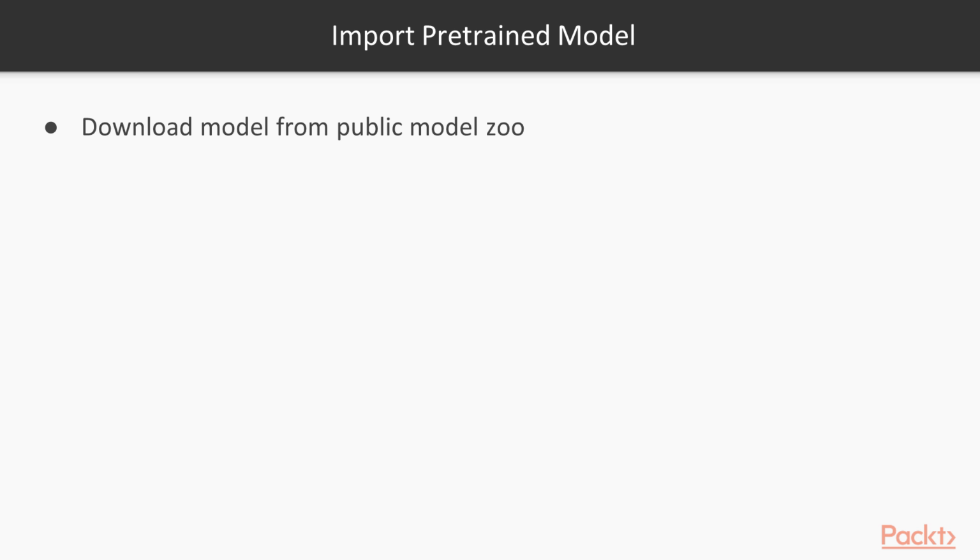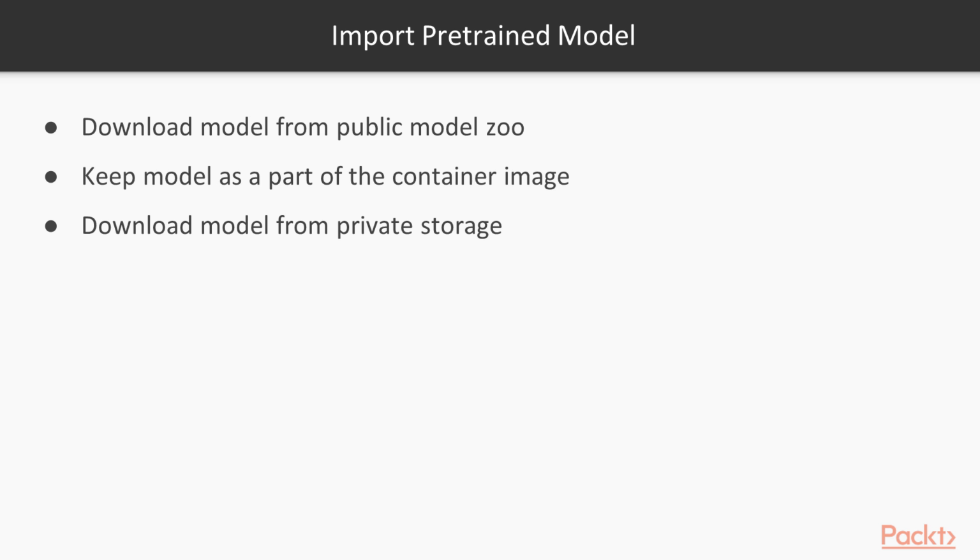Once data is prepared, we usually need to download a pre-trained model, which will be used for constructing our model. You can either download it from one of the public storages or keep it as part of your container image. Alternatively, you can keep the model as part of your private data storage.